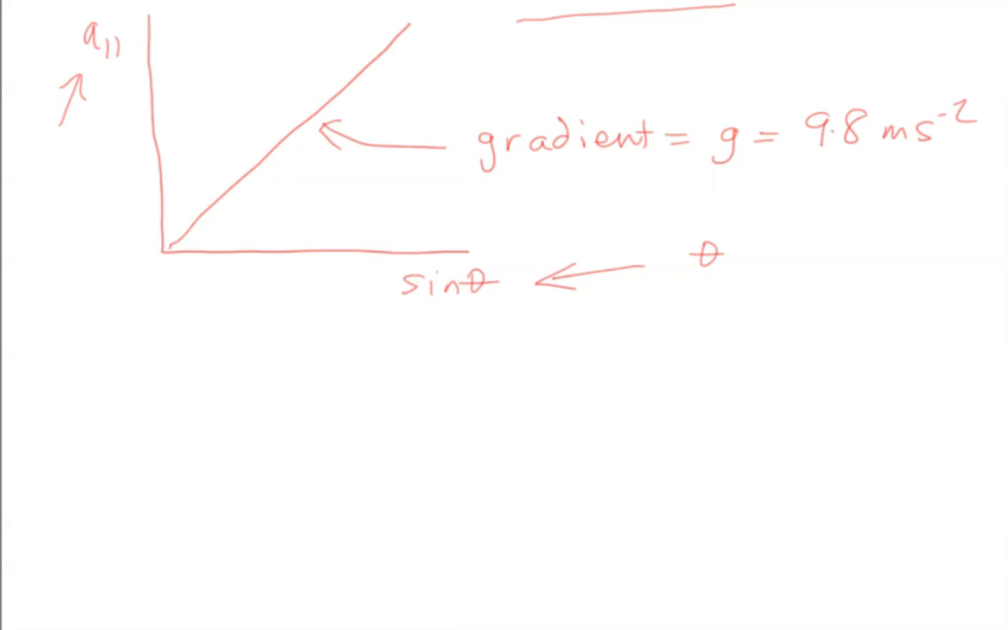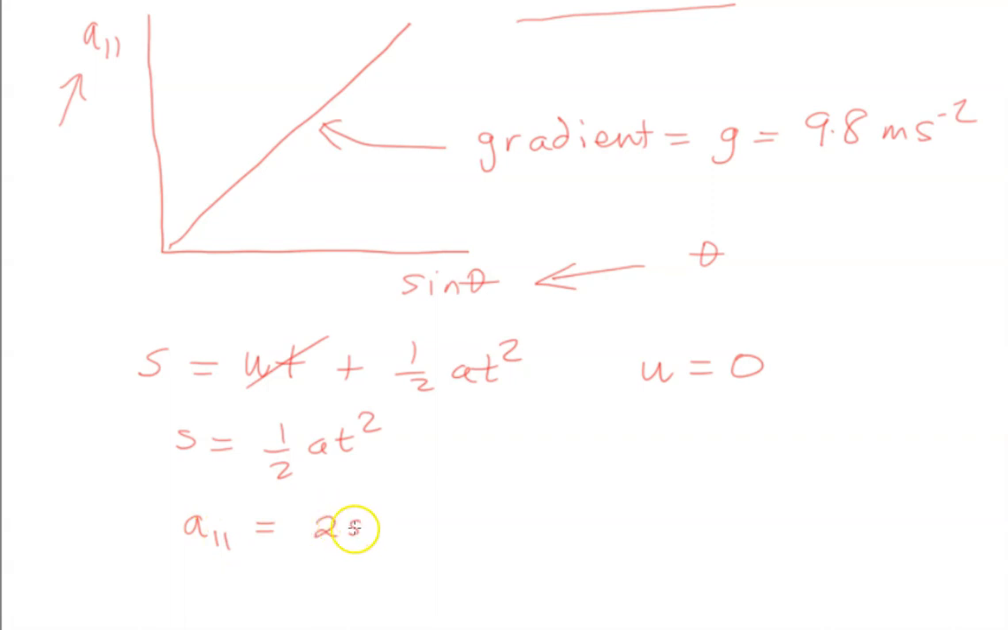And they use the second motion equation to do this. So we've got the second equation equals that, and they're going to start the trolley from 0 initial velocity. So we can take that out, and this reduces to this. A rearrangement of that will give us an acceleration, and we're talking about the parallel acceleration, will be 2 times the displacement divided by the time squared.